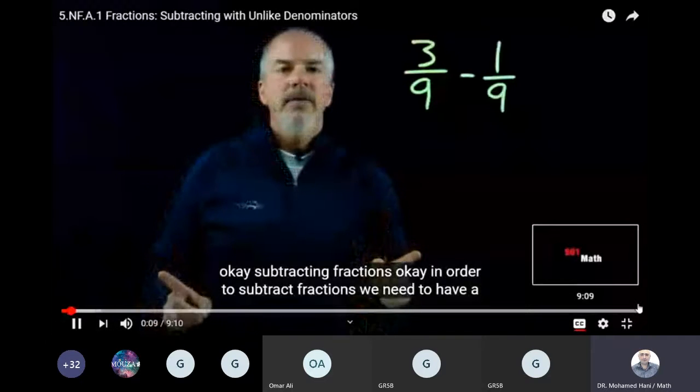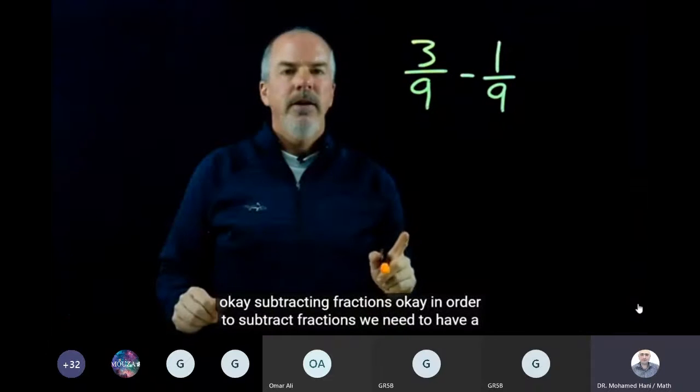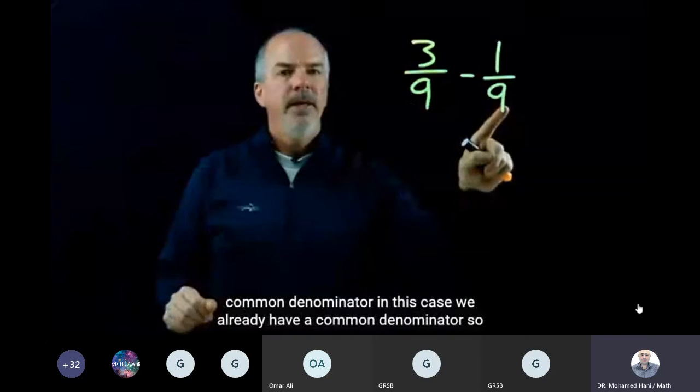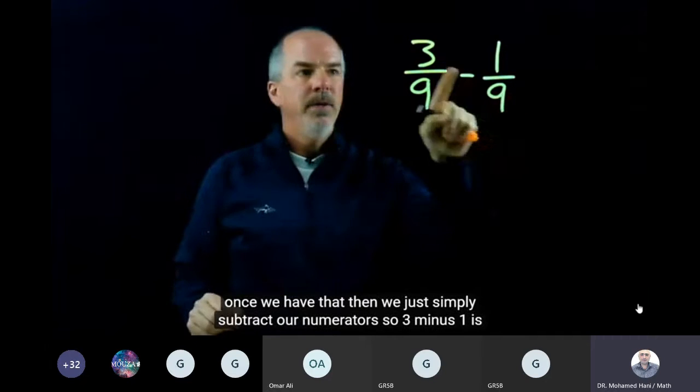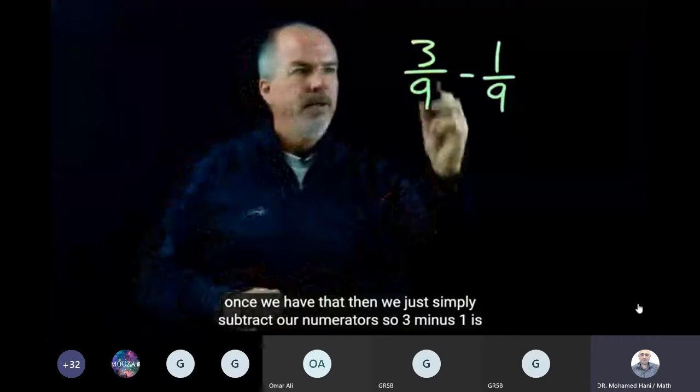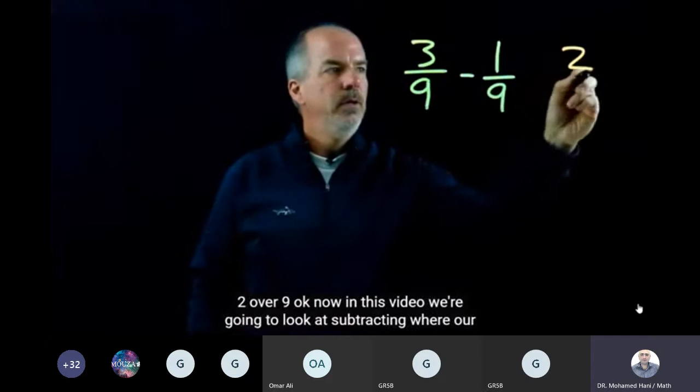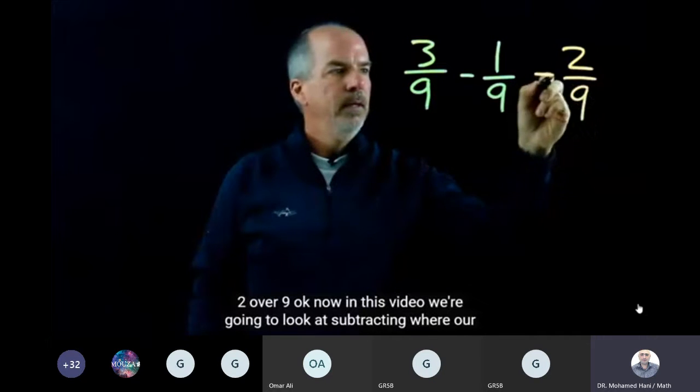Okay, subtracting fractions. In order to subtract fractions, we need to have a common denominator. In this case, we already have a common denominator. So once we have that, then we just simply subtract our numerators. So 3 minus 1 is 2 over 9.